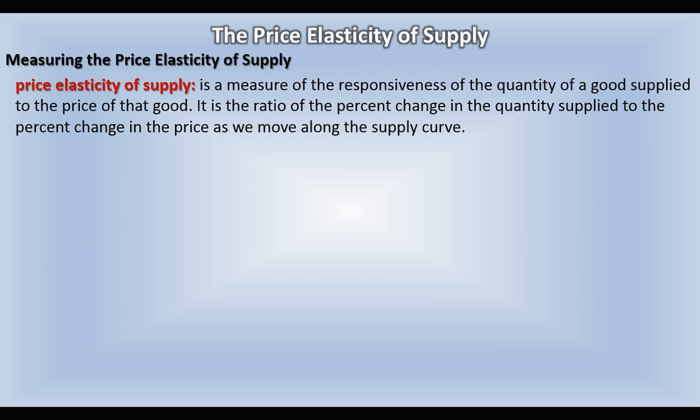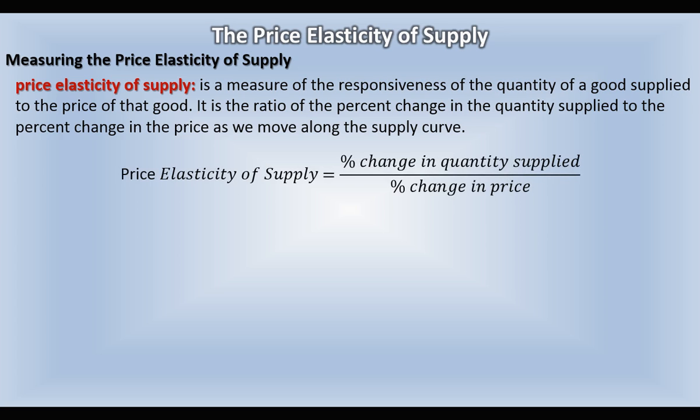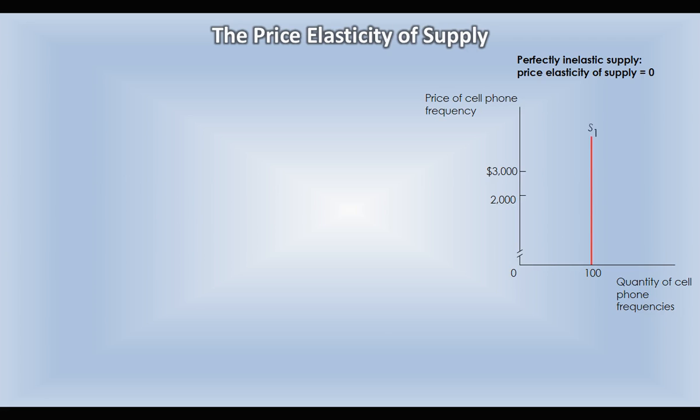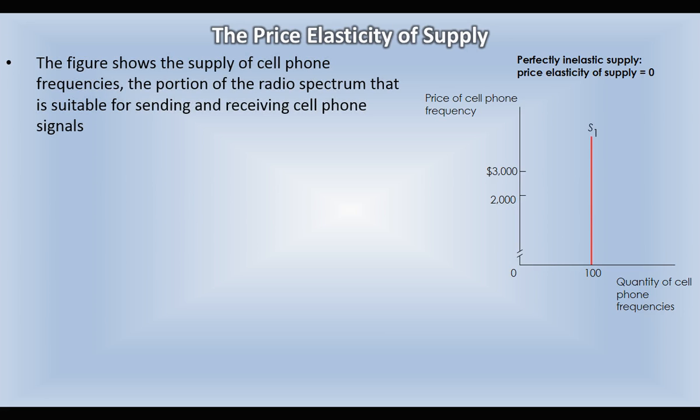So the price elasticity of supply is a measure of how responsive the quantity supplied of a good is to the change in the price. It's the ratio of the percent change in the quantity supplied to the percent change in the price as we move along the supply curve. So again, you measure it as the percent change in quantity supplied over the percent change in price. And you could have 2 extreme examples where you have perfectly inelastic supply, right? Suppliers are not responsive at all to changes in price.